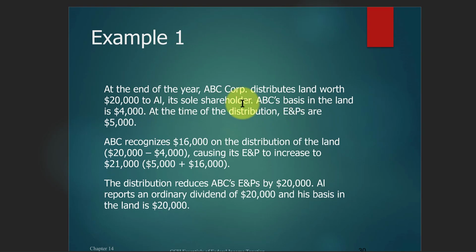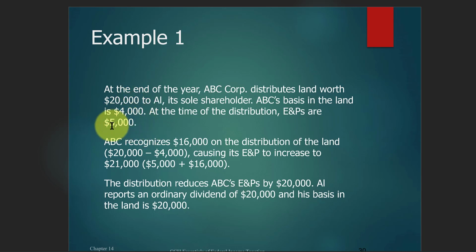So here's a situation: we have Corporation ABC that is going to distribute out not cash but land, and the land has a fair market value of $20,000, but the corporation's cost basis, adjusted basis, is only $4,000. And again, when you make this type of distribution of non-cash assets, it's going to be treated like a sale by the corporation. So we have a $16,000 gain that the corporation has to report and pay taxes on.